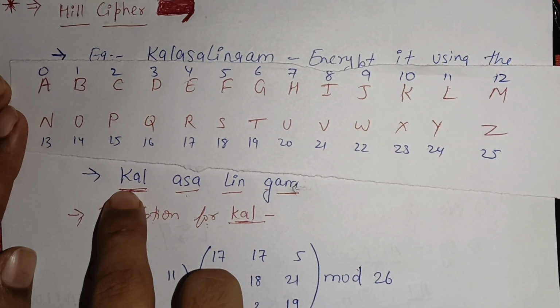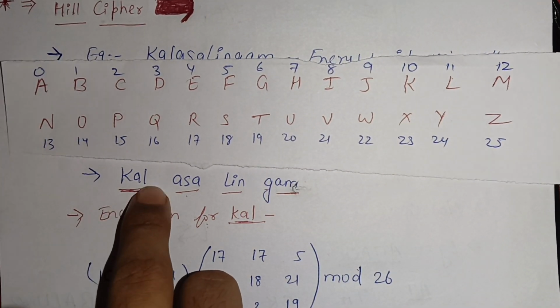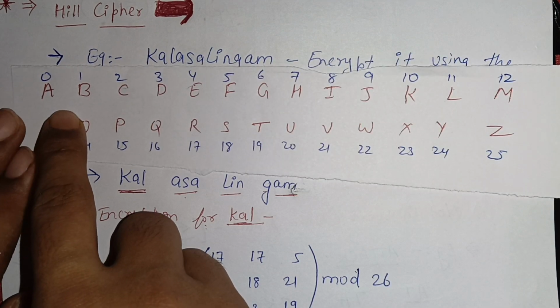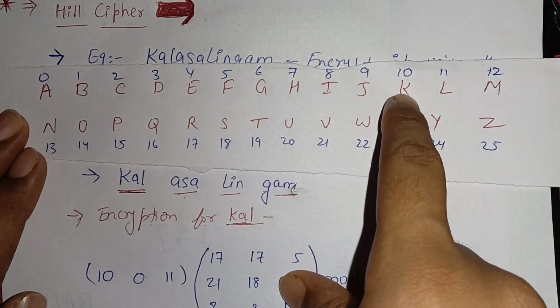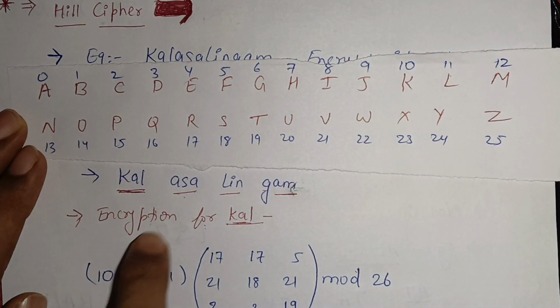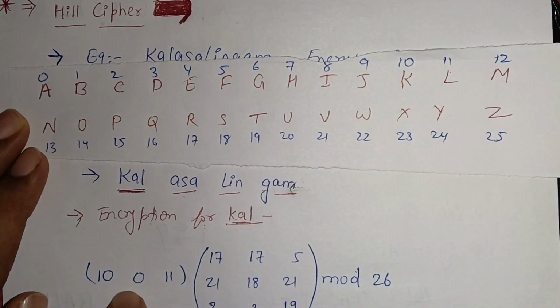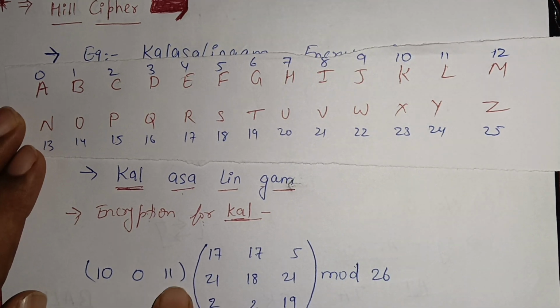So likewise, whatever the letters are, KAL, you need to check in what place each is mentioned here. If it is in the 10th place, you need to write 10. A is in the 0 place, so 0. Then for L it is 11. So we have written 10, 0 and 11.